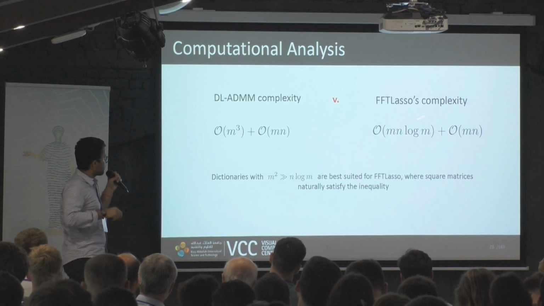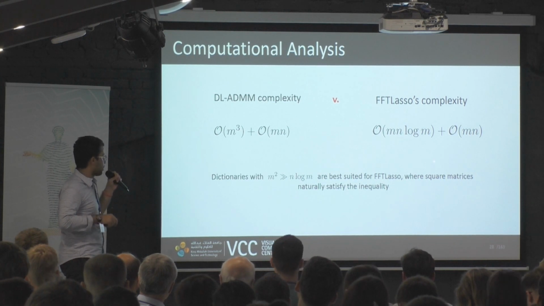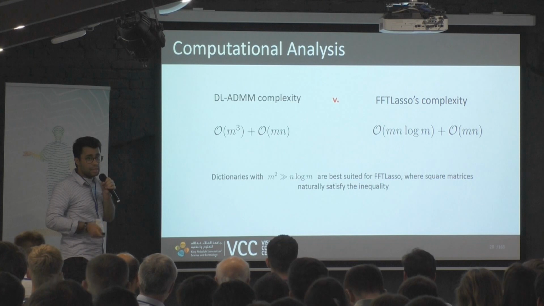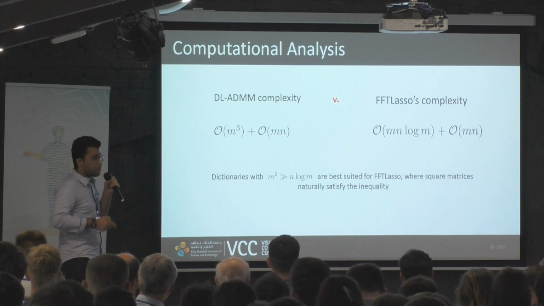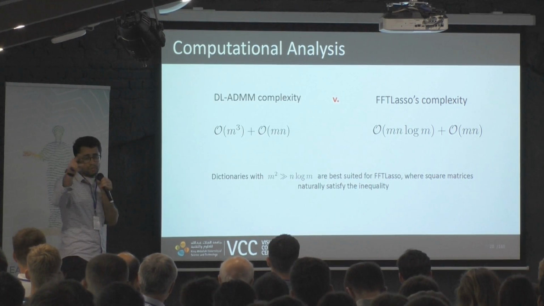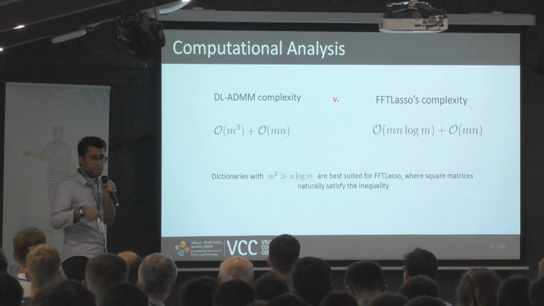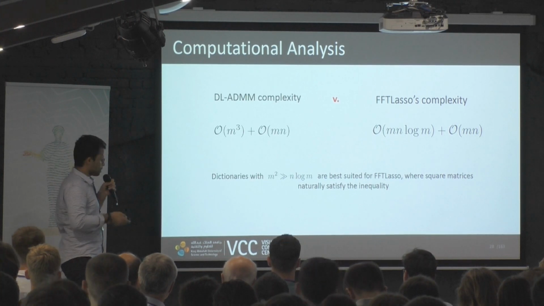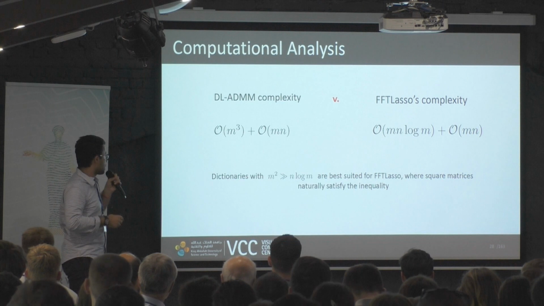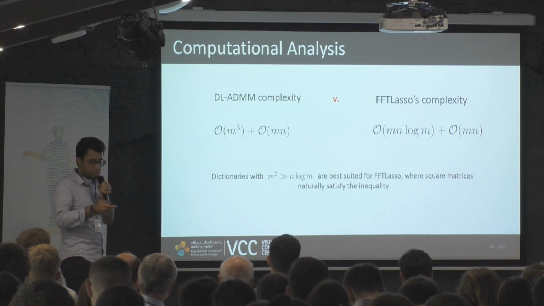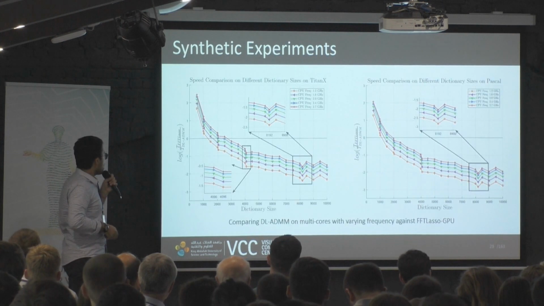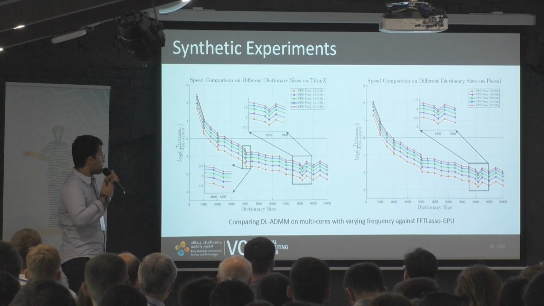But if you apply FFT lasso, the complexity is around mn log m. So this means that the FFT lasso is extremely good for problems where the dimensionality is large for both dimensions. We have a large number of columns and a large number of rows at the same time, but not extremely large in one of the two dimensions.